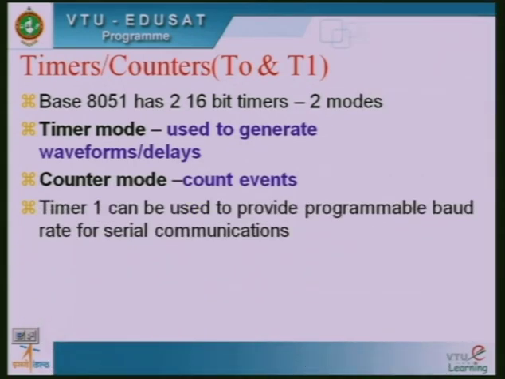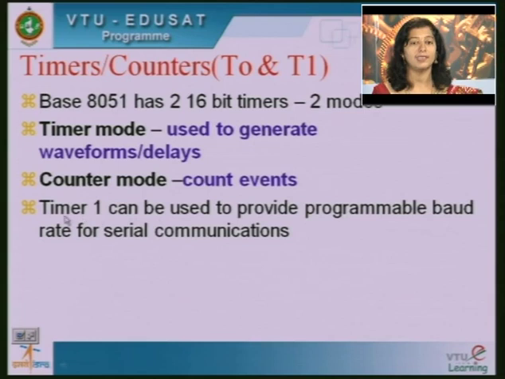Then timer 1 can be used to provide programmable baud rate. So, during serial communication, I have to control how data flows, the timing, whether I can send 10 bits per second or 100 bits per second or 1000. This is called baud rate or bit rate. So, the rate at which data is transferred on the serial communication line will be set by this timer 1, normally whenever serial communication takes place.